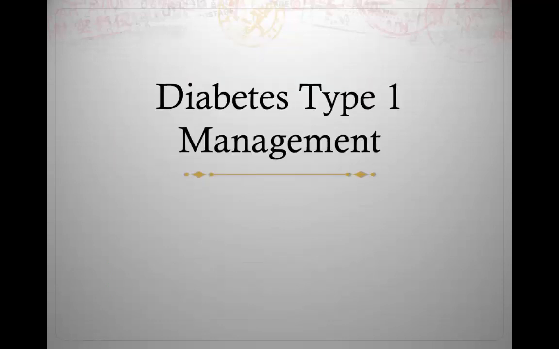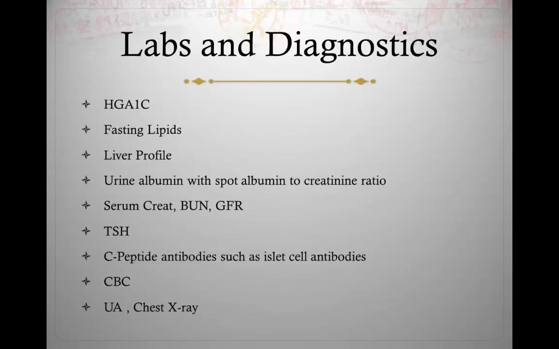And of course, if the patient is eating. Now, continue to laboratory management. You must continue for diabetes type 1 as well as diabetic ketoacidosis: the hemoglobin A1C, the lipids, the liver profile, the albumin micro spot, and also the ratio of creatinine as well as a 24-hour urine.